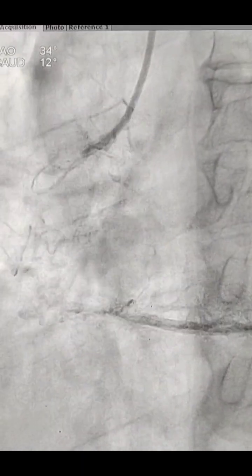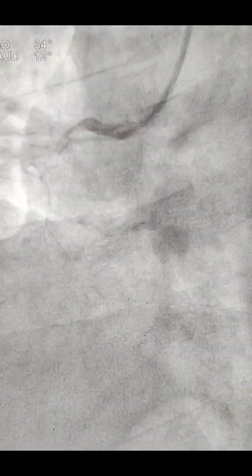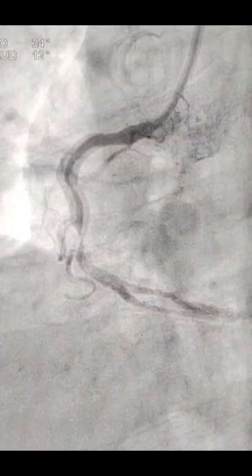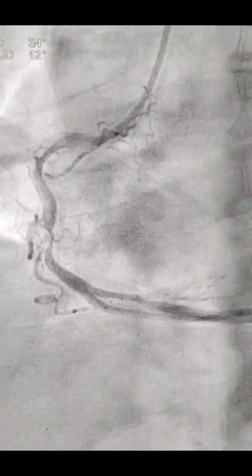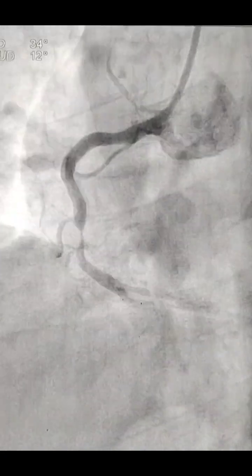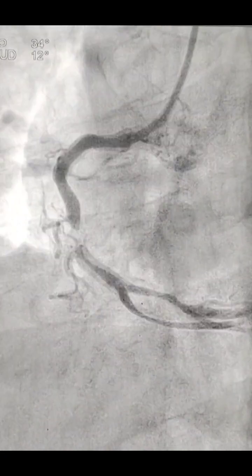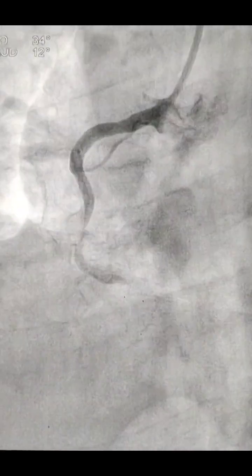This is a 65-year-old male, a known case of diabetes, hypertension, and tobacco chewing, and he presented with inferior wall ST elevation MI. ST elevation is more in lead 3 than 2, and this is the angiogram. The left system has a minor lesion, and this is the RCA with right radial route.